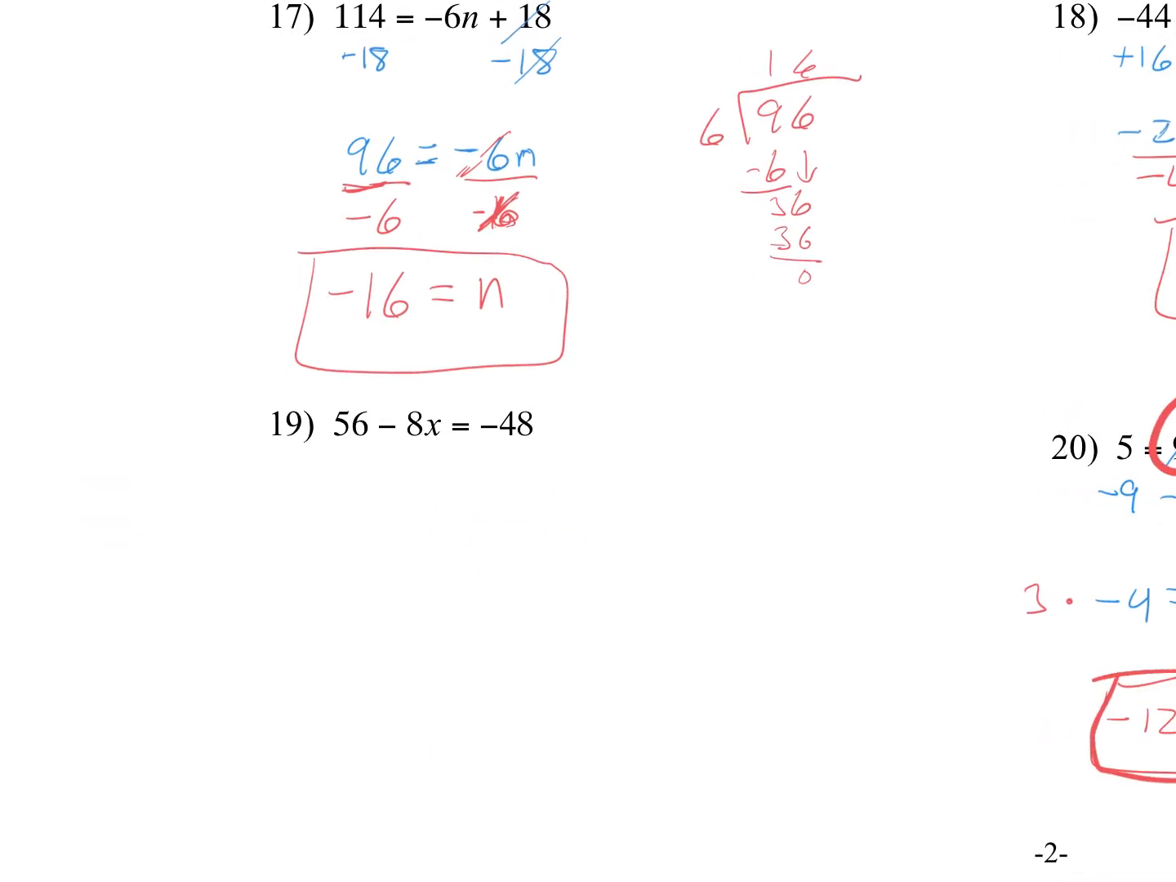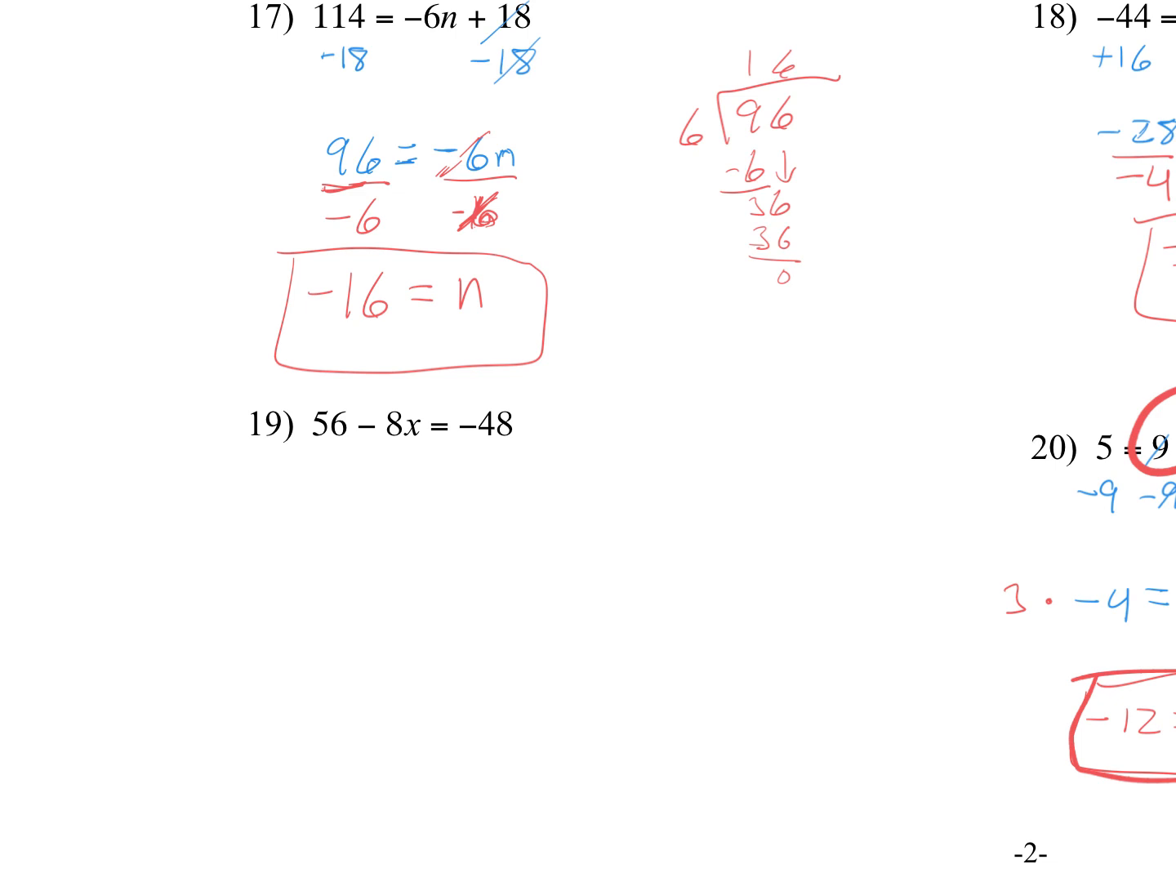And then the last one I'm doing with you guys is this one, 56 minus 8x equals negative 48. As always, take care of any addition and subtraction first. We want to do order of operations backwards. We're trying to undo this equation. So minus 56 on both sides. That cancels out, and we're left with negative 8x equals negative 48 minus 56. They have the same sign, so we can add them and keep the sign. This should get you negative 104, because they're both negative. And then divide both sides by negative 8.